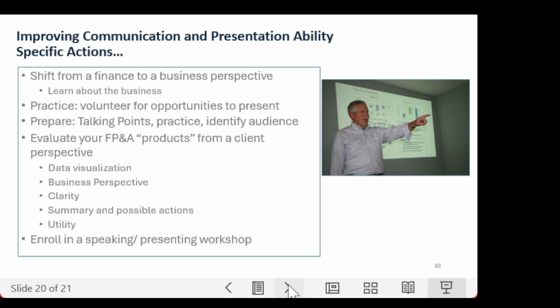Evaluate all of your FP&A products from a client perspective. So all reports, all dashboards, everything that you put out, presentations, do we properly utilize data visualization tools? Are we talking from a business perspective, or do we sound like a bean counter? Are they clear and concise? Are they providing utility? Are people using these? Do they find them useful? You can ask people what they think about these. And always consider enrolling in speaking or presenting workshops. I have been fortunate to attend several, and they have always helped me to understand how I could improve.